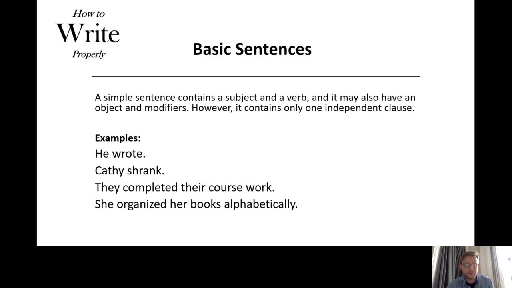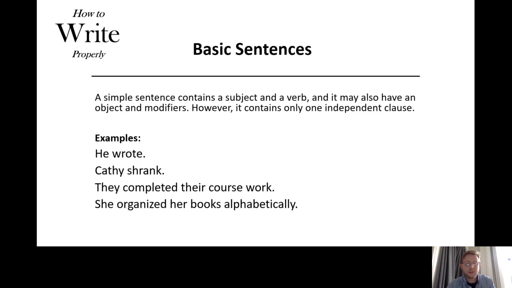They completed their coursework. So we've got them completing something. That is the verb. There's they, the person that the verb applies to. That's your subject. And we've got an object here as well, which is their coursework, the thing that they're doing through the verb. They completed their coursework.